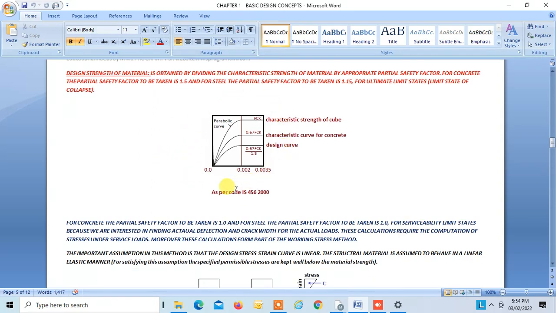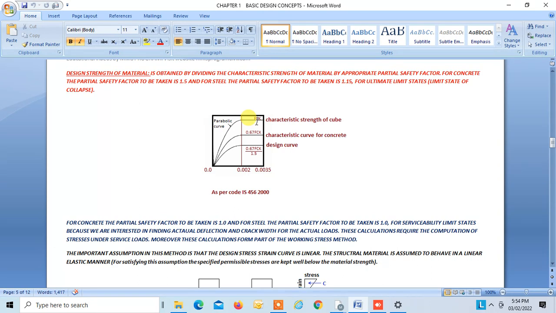So I am showing three graphs over here. The first graph shows the characteristic strength of cube. Second graph shows the characteristic strength for concrete, and this third graph shows the design strength, design curve. So FCK is the characteristic strength for a cube. A cube is prepared in laboratory with extra care, and the load is applied on the cube for a very short period. But actual concrete is a huge mass of concrete, and the loading applied on the actual structure is for the lifetime, right?